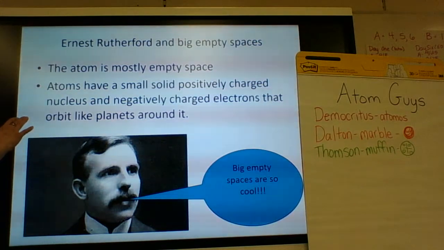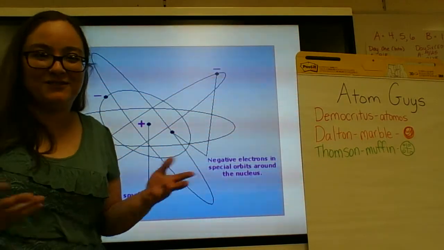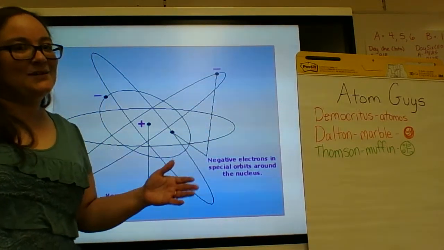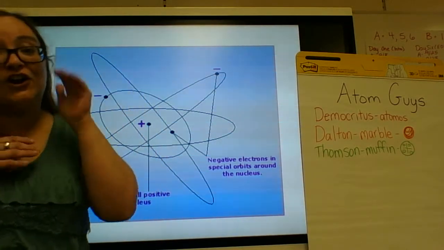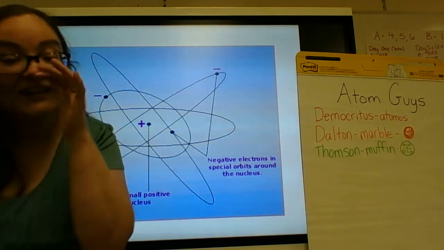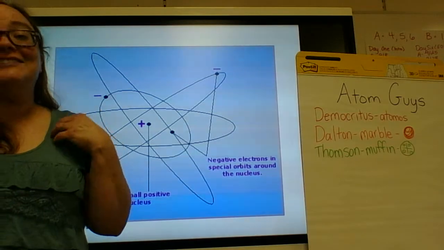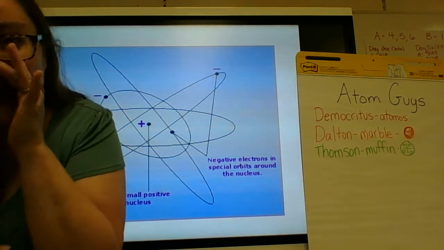So his model can be drawn kind of like the model that you see on The Simpsons for an atom, just showing that empty space. So you can guess it. When I say Rutherford, you say empty space. Rutherford, empty space. Thompson, Thompson. Dalton, marble. Democritus, atomos. All right.